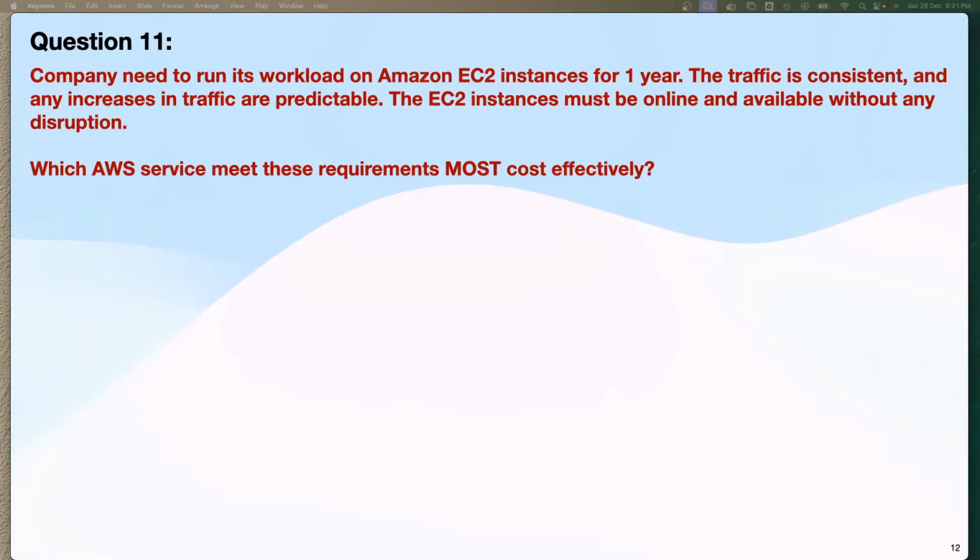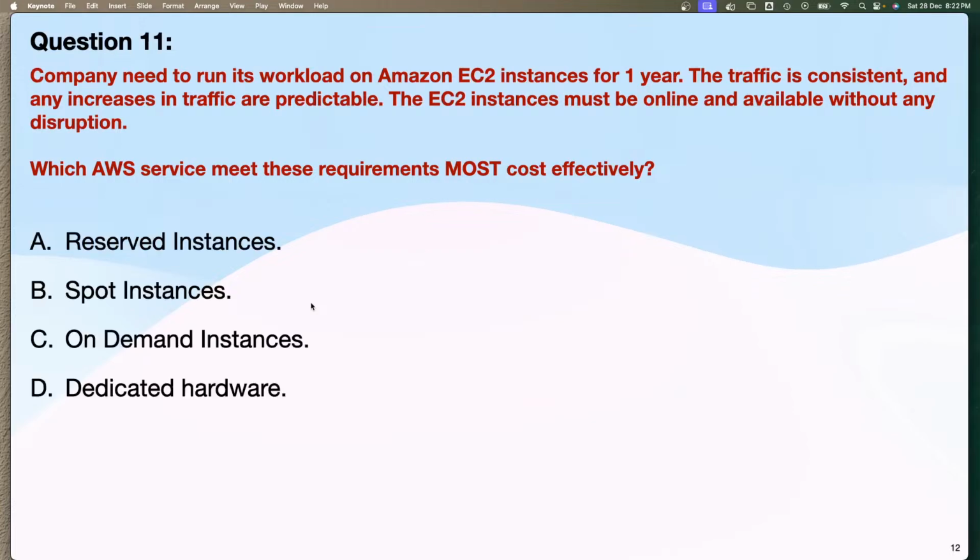So let's go to question number 11. A company needs to run its workload on Amazon EC2 instances for 1 year, remember. The traffic is consistent and any increase in traffic is predictable. The EC2 instances must be online and available without any disruption, so there cannot be any downtime. What AWS service will meet these requirements?